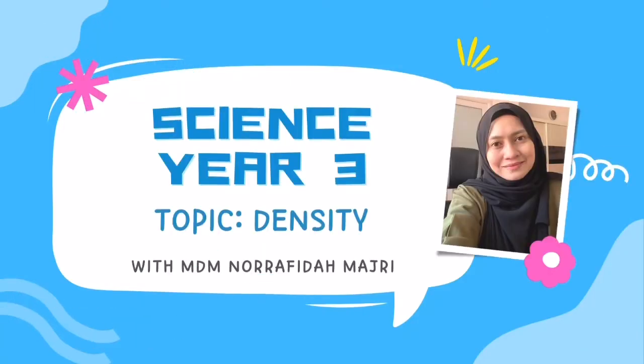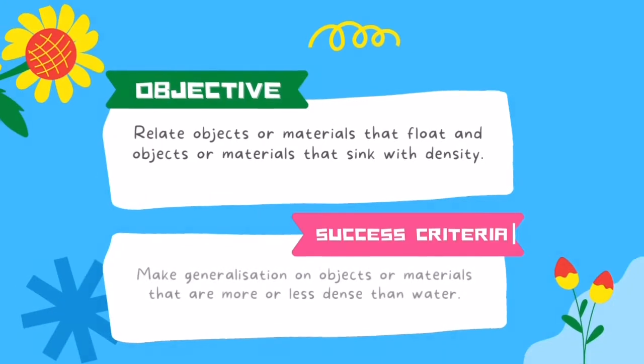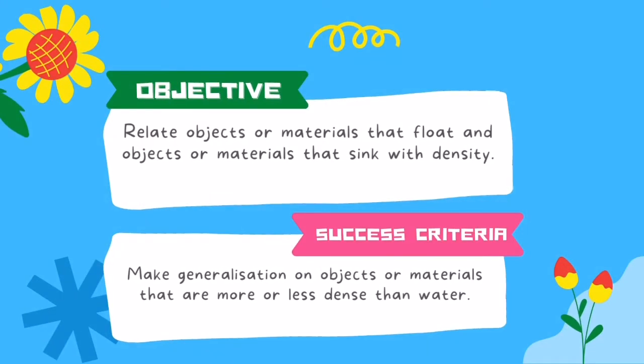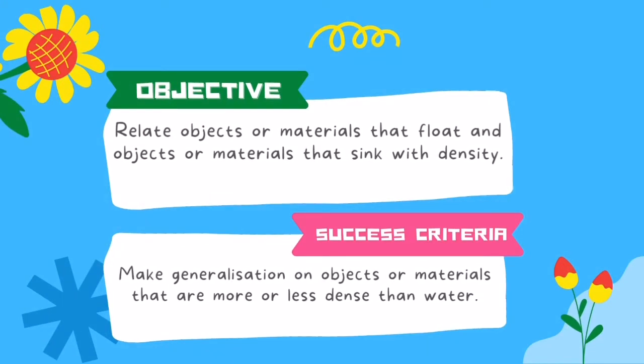Today for Science Year 3 we are going to learn about density. So here are the objective and the success criteria for this topic.